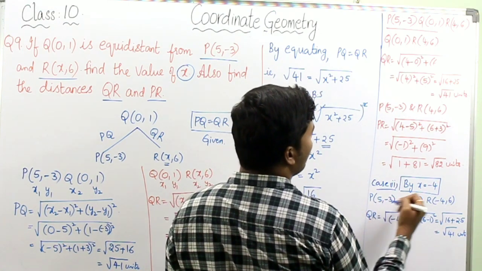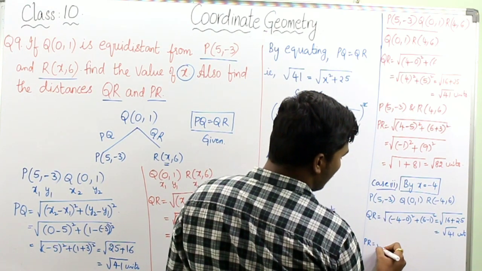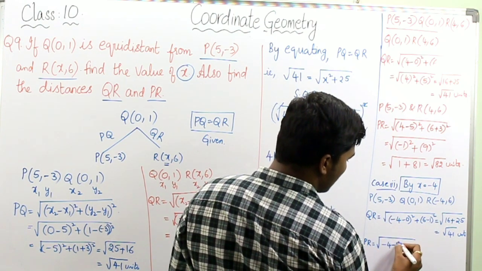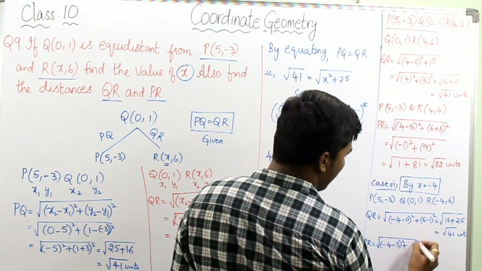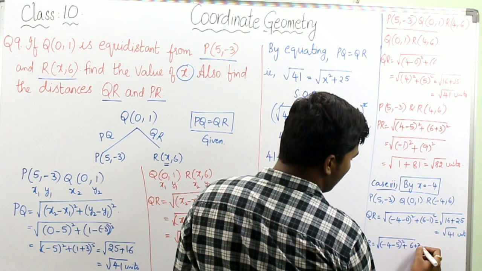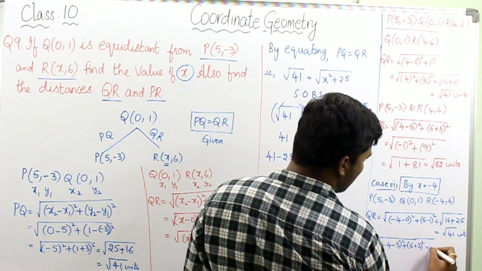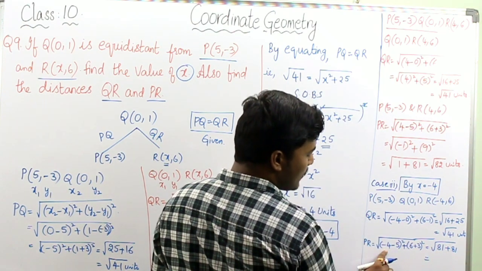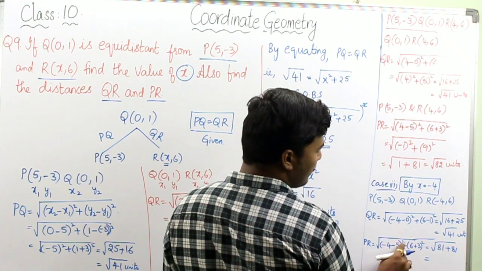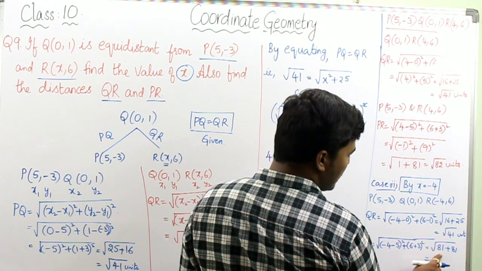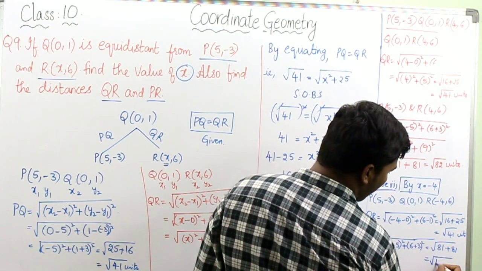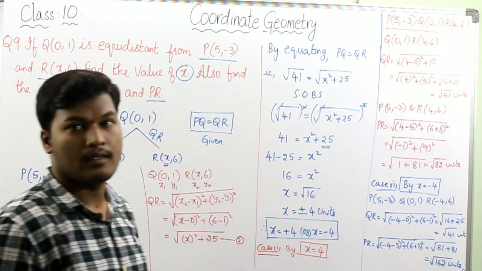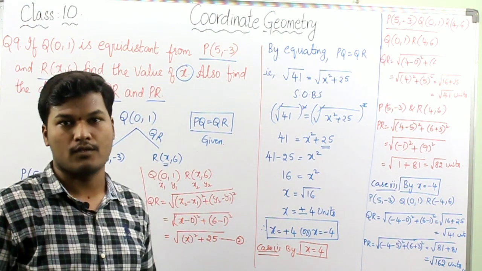Okay, now similarly find out PR by considering the same distance formula, that is PR is equal to the square root of (x2 minus x1) whole square plus (y2 minus y1) whole square, that implies square root of 81 plus 81. Why? Because minus 4 minus 5 will become minus 9, 9 square is 81. 81 plus 81 will become the square root of 162 units. So therefore these are the values when x value is plus 4 and minus 4.